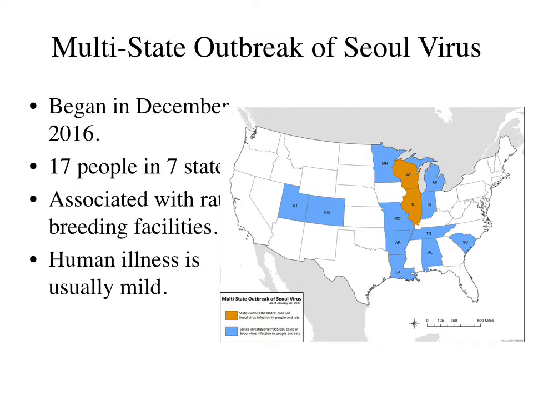Here's an interesting outbreak of a hantavirus. In this case, it was Seoul virus, Seoul as in Seoul, Korea. The CDC first identified cases of pet rat to human transmission of Seoul virus in late 2016 when they were notified of local cases from health officials in Tennessee and Wisconsin.